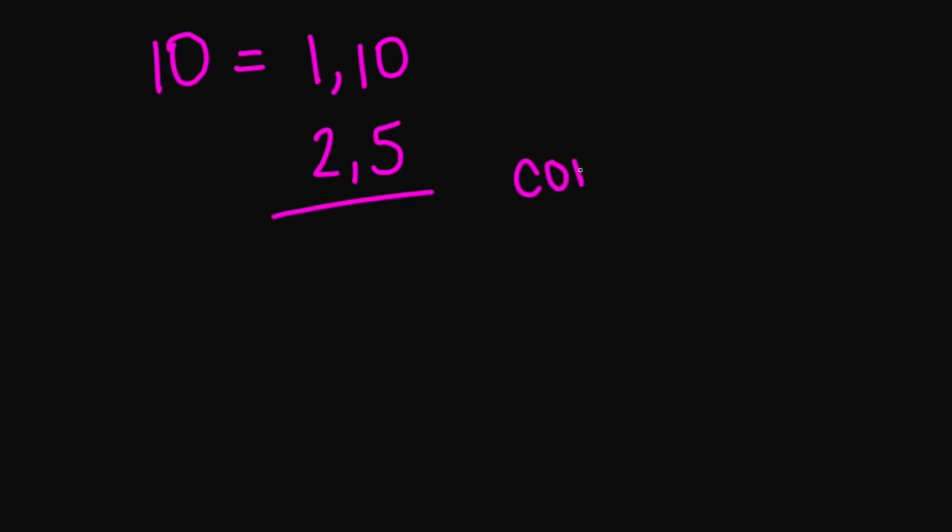What about the number 10? Is 10 a prime or composite number? So let's write the factors of 10. We have 1 times 10 will give me 10. And then we have 2 times 5 will give me 10. I have more than two factors here. So the number 10 is a composite number.